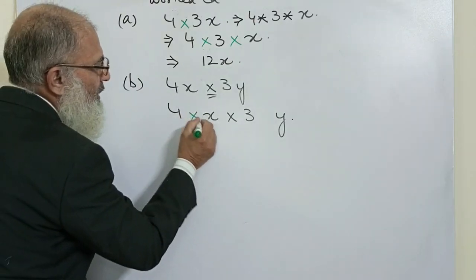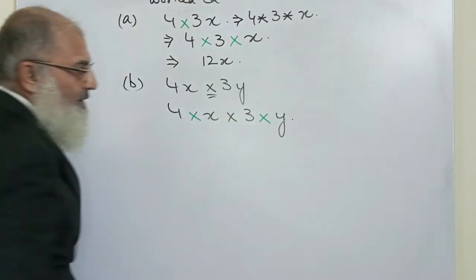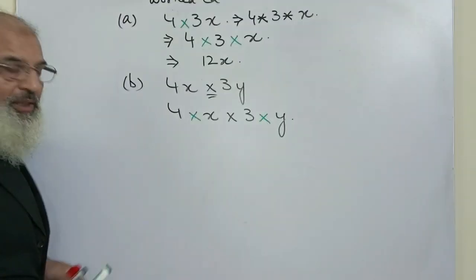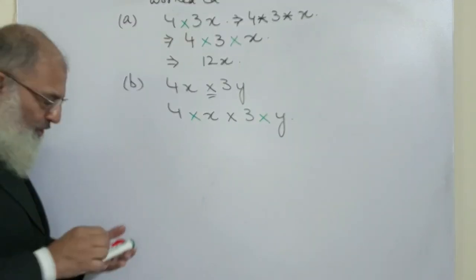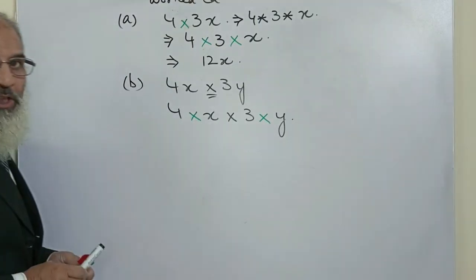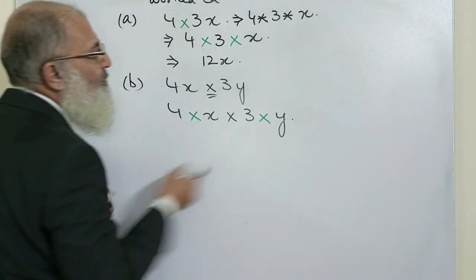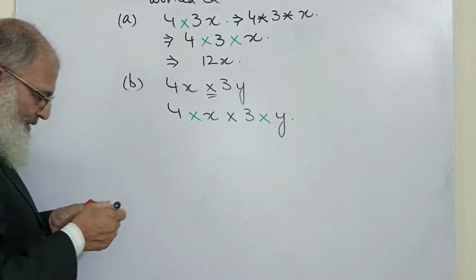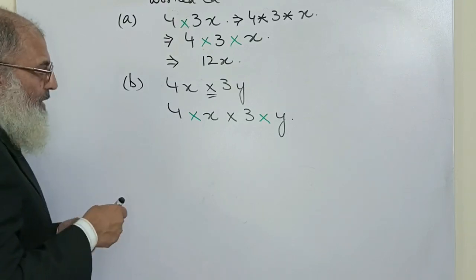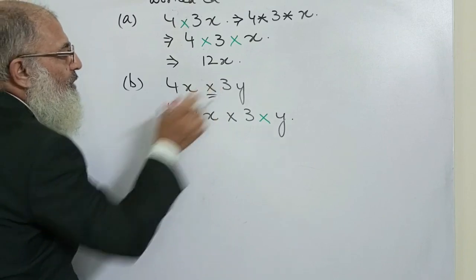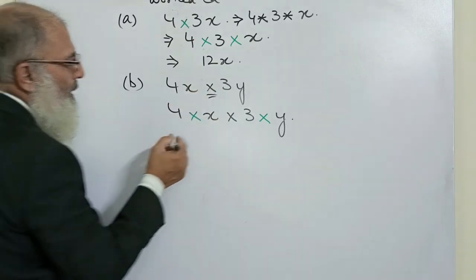So I have to insert these multiplication signs. These multiplication signs are missing over here. In fact, these were abolished. Now this sign can also be abolished, it can be written as, but since it is y, this is x, so we have to write the multiplication sign.